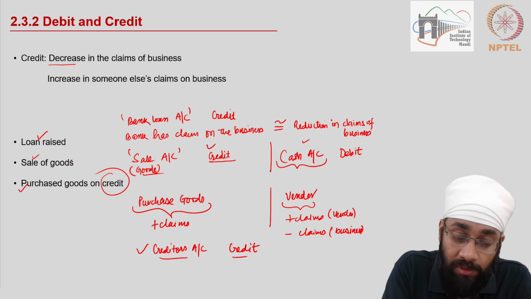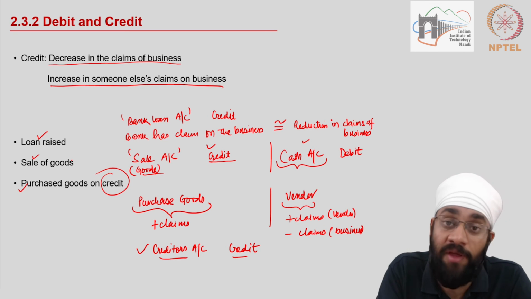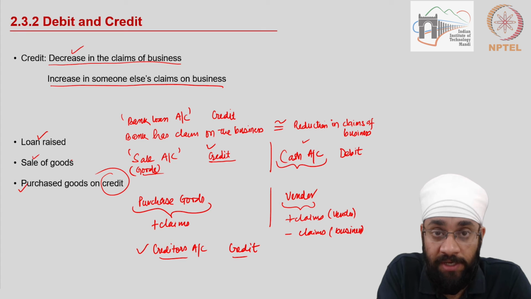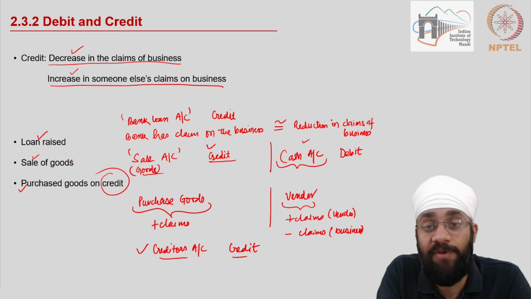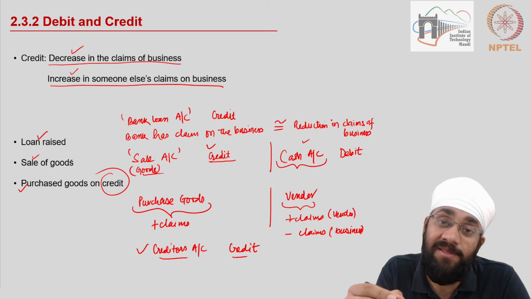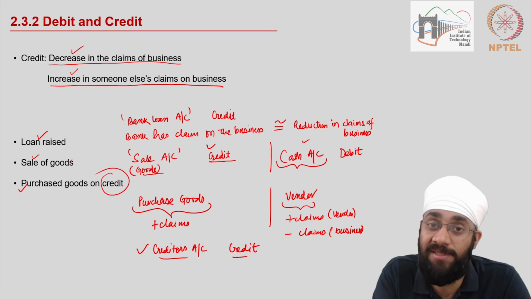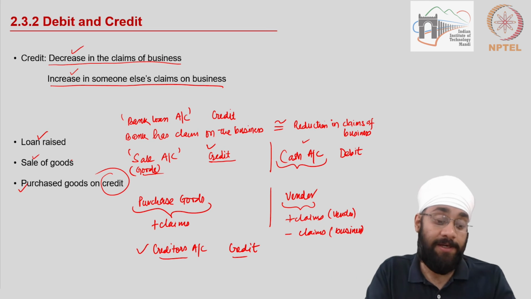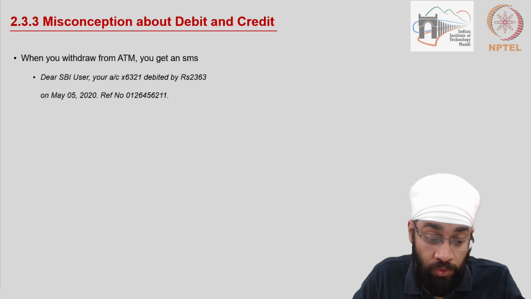So the two rules or two interpretations of the credit are, to summarize, as follows: decrease in the claims of business, that is credit, or increase in someone else's claim on business also refers to decrease in business's claims on its resources, right? So that is the explanation of the two words, debit and credit.